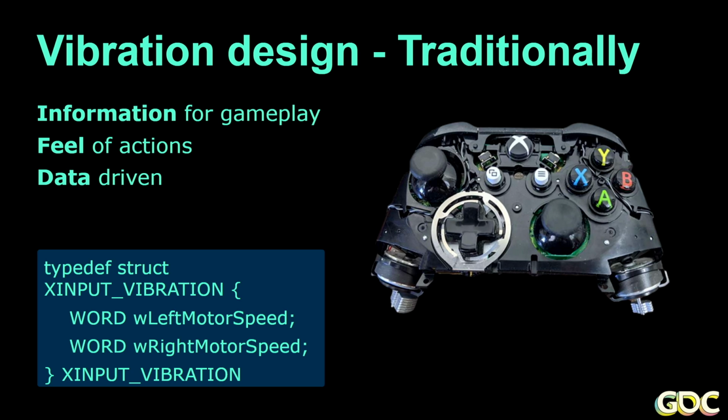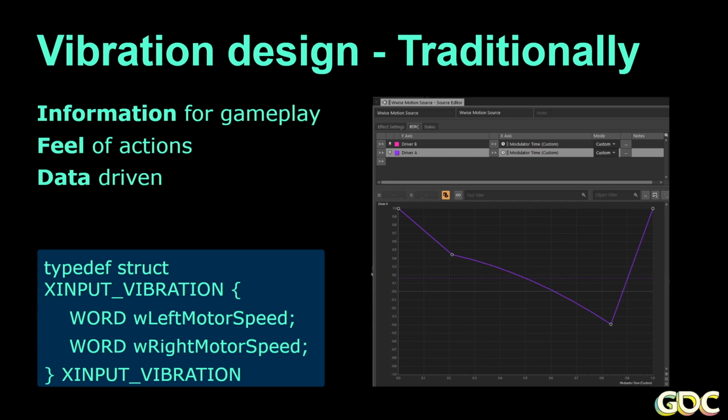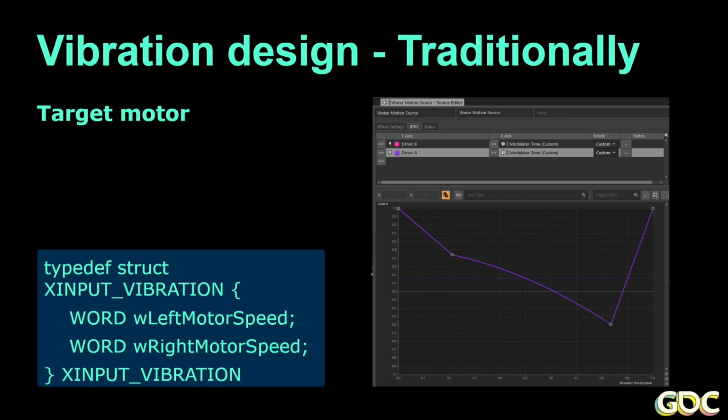Of course, game designers have been able to use different tools like animation graphs to sort of draw out their haptics or vibrations to make them more detailed and nuanced, like here in Wwise Motion. But ultimately speaking, it's a rather crude output of using a target motor, left or right side, the duration of the vibration, and its intensity.